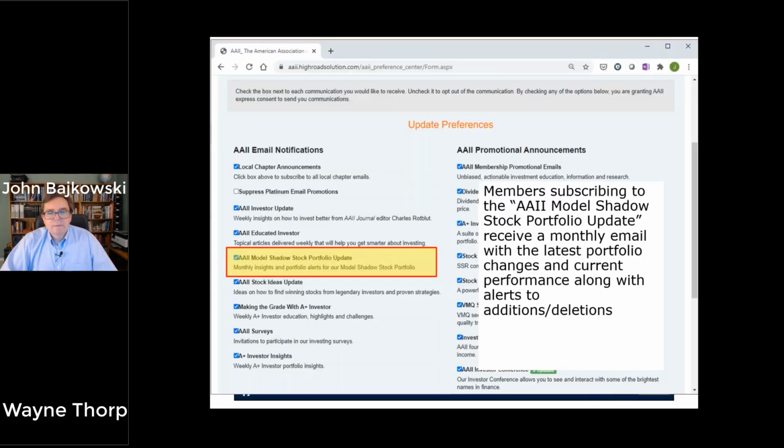And probably lastly here, we have an email that goes out once a month at least, and also if any transactions occur in the Model Shadow Stock Portfolio. If you go to the email preferences, you can subscribe to the Model Shadow Stock Portfolio update, and you'll get updates sent to your inbox when anything of note happens to the portfolio, and also when a commentary is posted online.